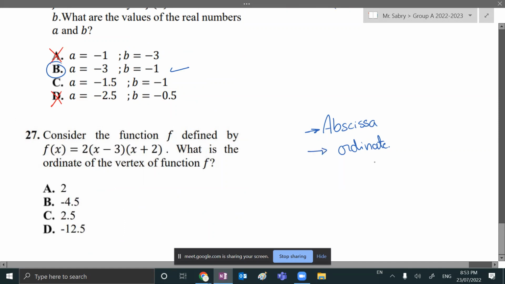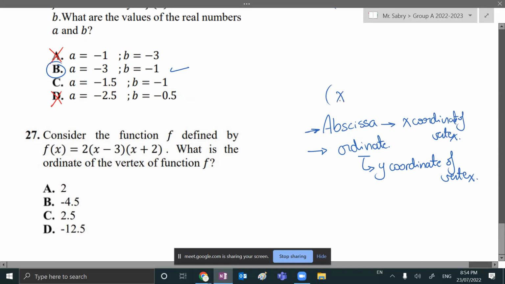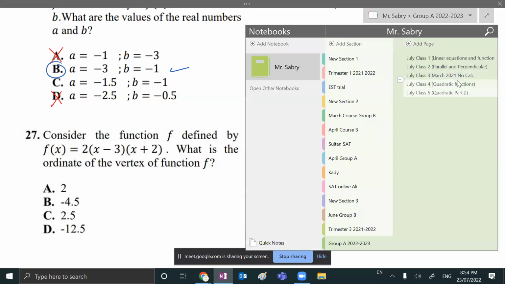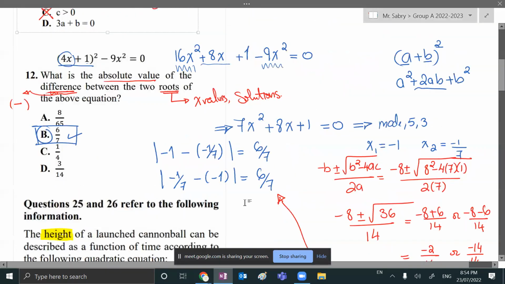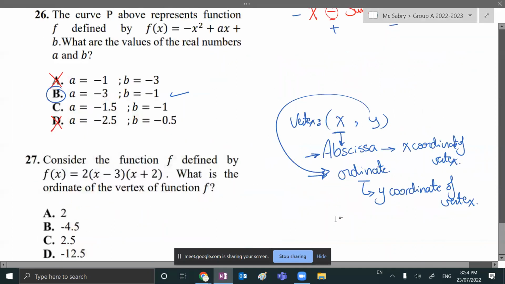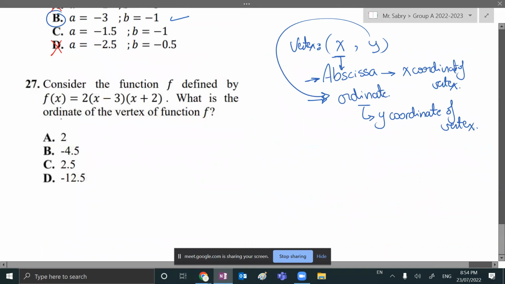What's the abscissa and what's the ordinate? The ordinate is mainly the y coordinate of the vertex, and the abscissa is the x coordinate of the vertex. So if you're looking at the vertex of any parabola whatsoever, x is the abscissa and y is the ordinate. That's what we discussed yesterday. So not yesterday, last class I mean, sorry. So when we refer back to this one, we know that we need the ordinate, which is the y coordinate of the vertex. How do I find the vertex out of this one?